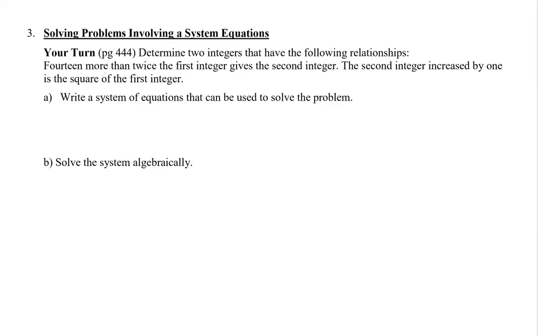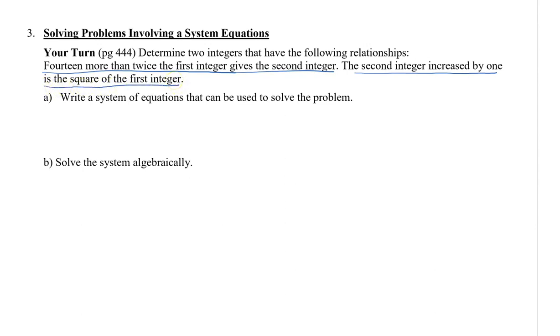In this video, I'm going to show you how to solve problems involving a system of equations. Now, this first one involves us determining two integers that have the following relationship. First, 14 more than twice the first integer gives the second integer. The second sentence tells us that the second integer increased by 1 is the square of the first integer.